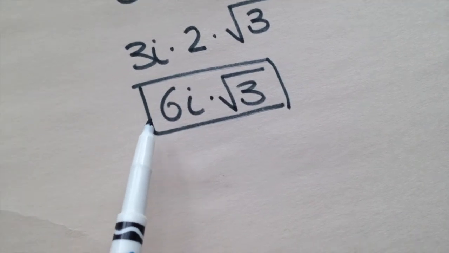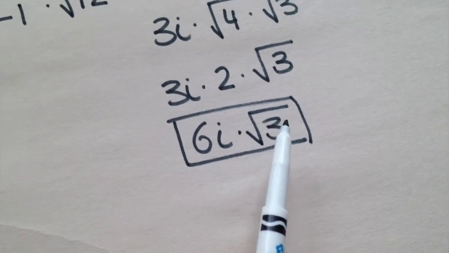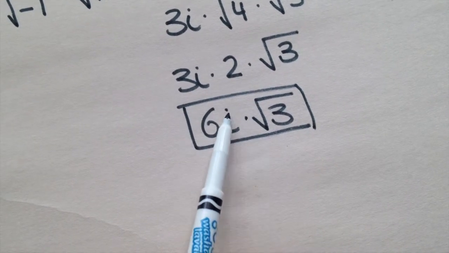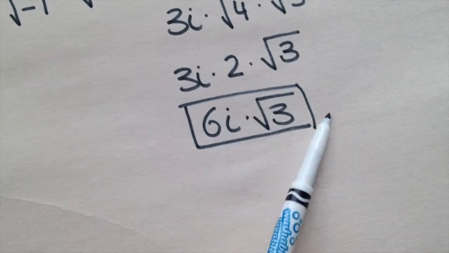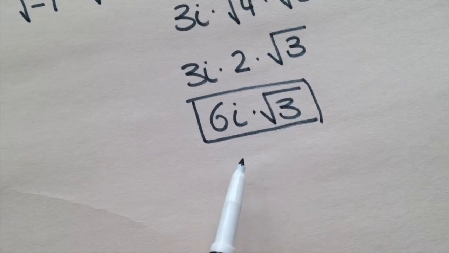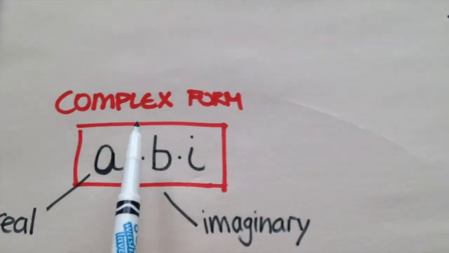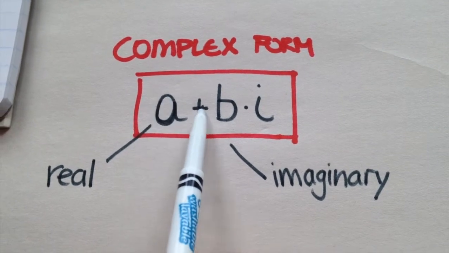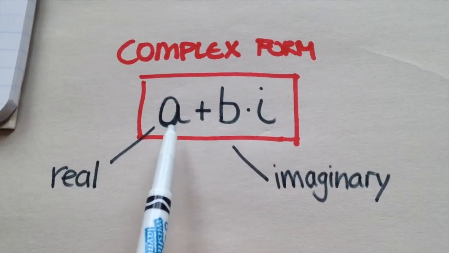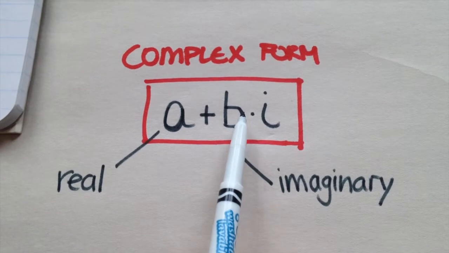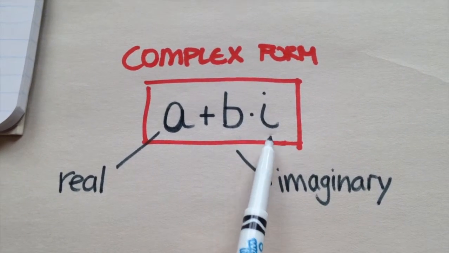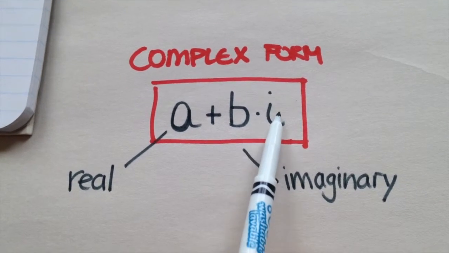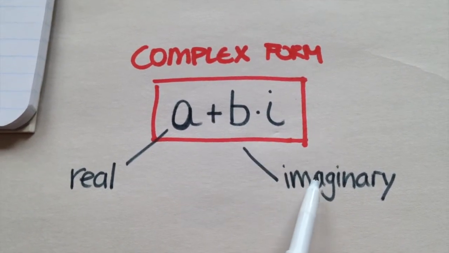This right here is called a complex number. Why? Because it consists of an imaginary part and the real part. If you want to look at the form, it's this one right here. A plus bi. A being the real part and b times i being the imaginary part, because it's multiplied times i, so this here is imaginary.